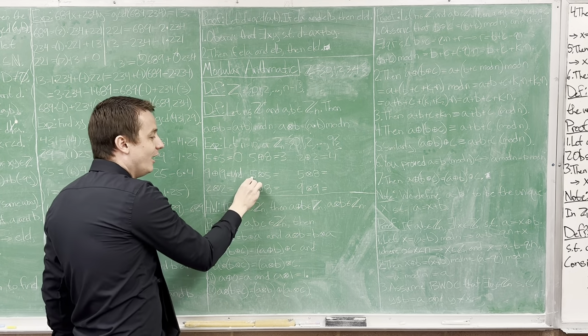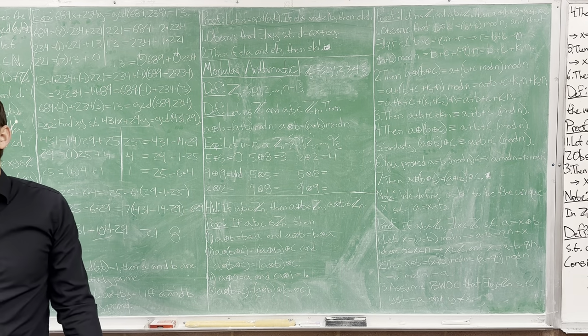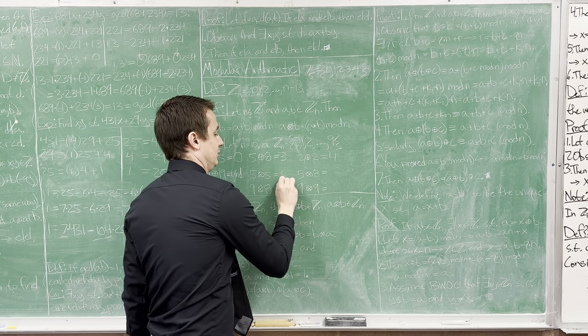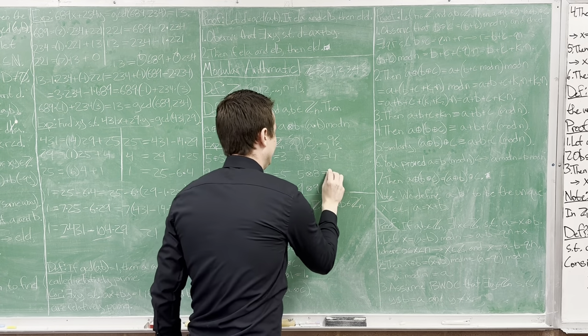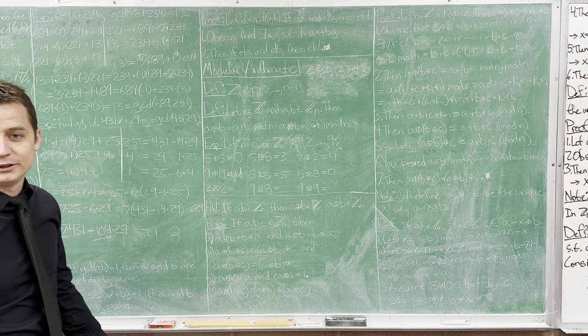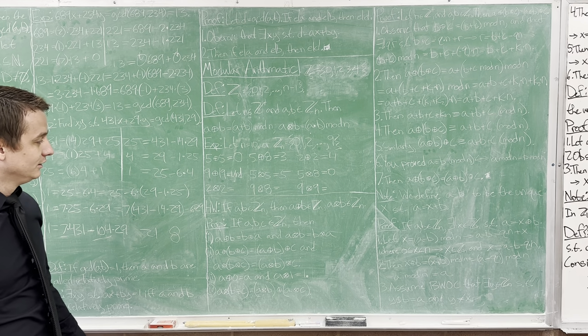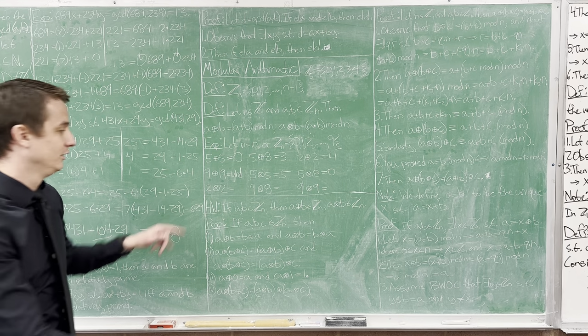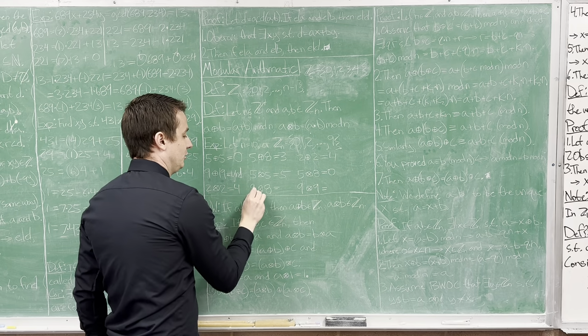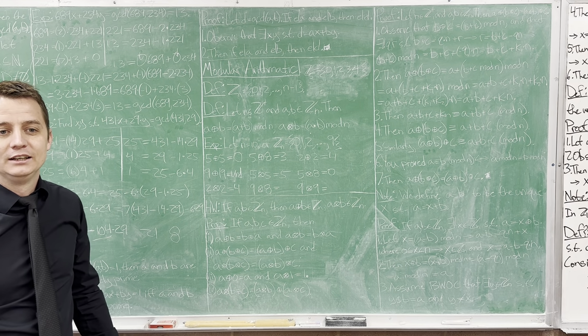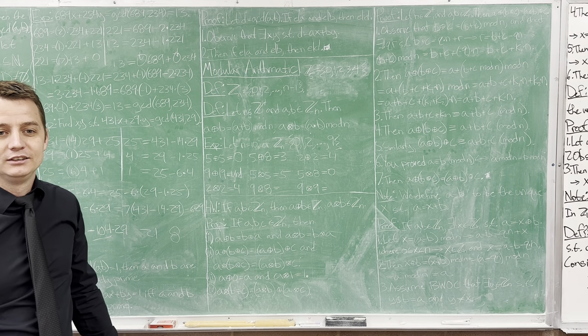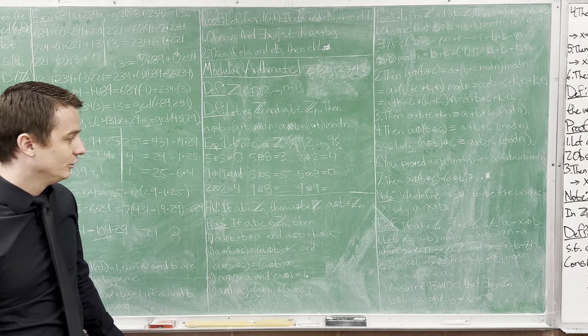All right, what's 5 times 5? 5. What's 5 times 8? 0. Everyone understanding what we're doing? What's 2 times 2? 4. What's 9 times 8? 2. Because it's 72. 72 mod 10 is 2.